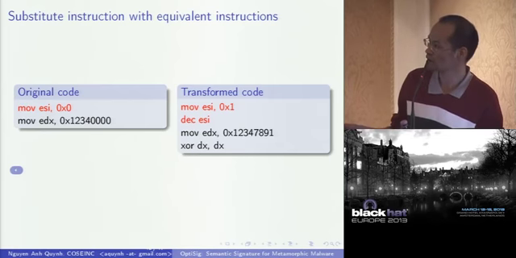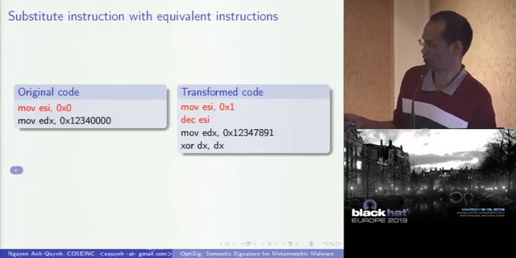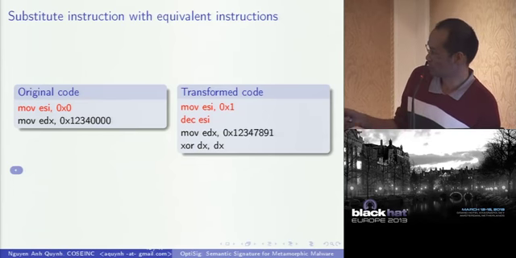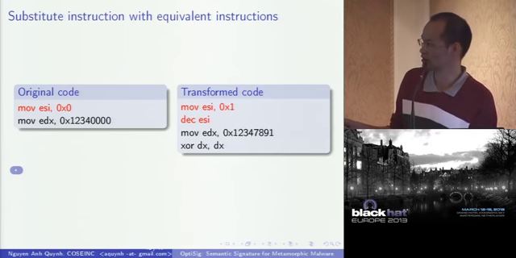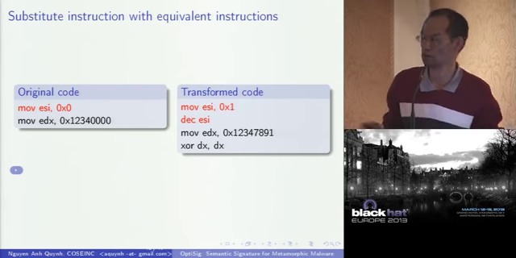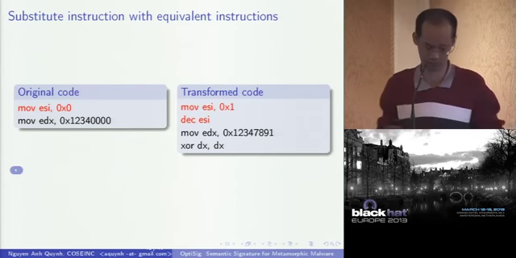And here, move 1, 2, 3, 4, 0, 0 to EDX, which can be done with copy 1, 2, 3, 4 and something to EDX, and after that is 0 DX, which makes the last 2 bytes 0, right? So this one and these two instructions, they do exactly the same thing. But you can see left side and right side are very different.